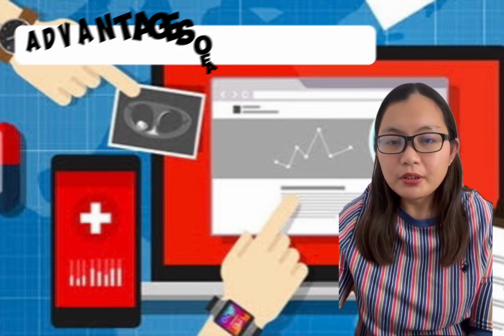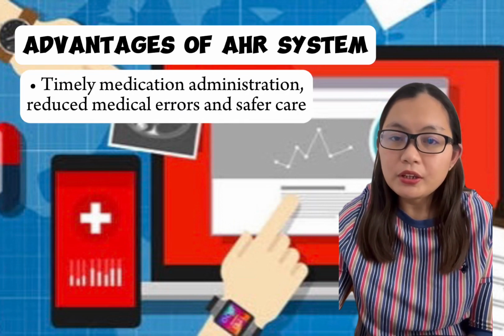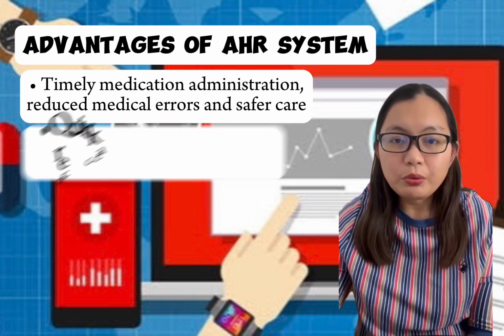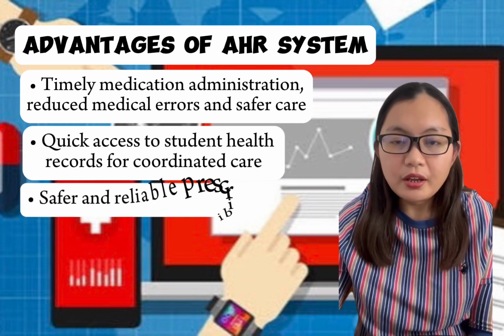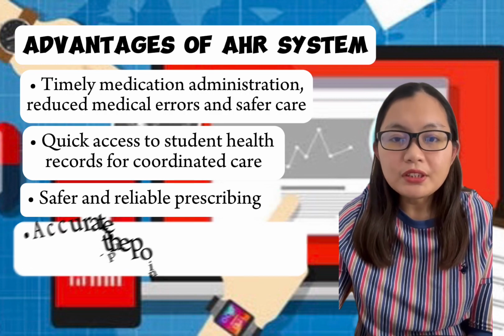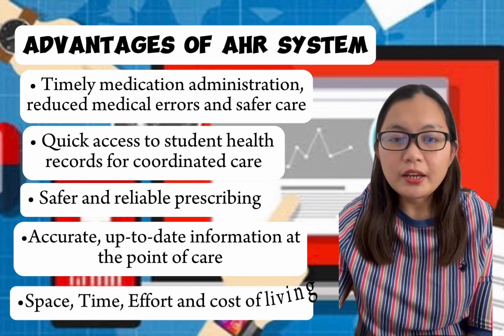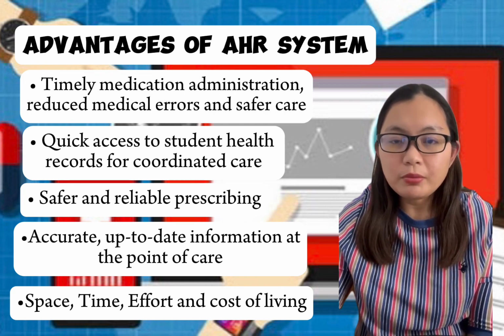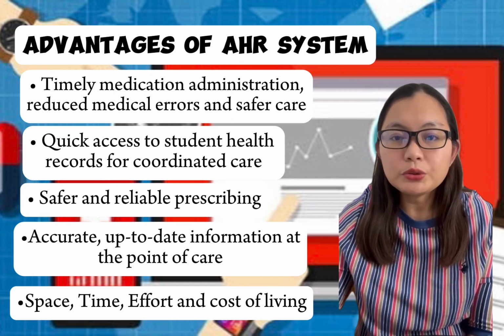These are the following advantages of the EHR system. First, it is very timely for medication administration, with reduced medical errors and safer care. It has quick access to health records for coordinated care, safer and reliable prescribing, privacy and security of patients' medical data, and space, time, effort, and cost savings. It is also accurate, with up-to-date information at the point of care. There is quick access to health records for efficient patient care and legible, complete patient health documentation.